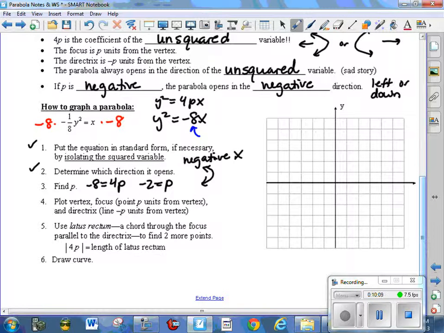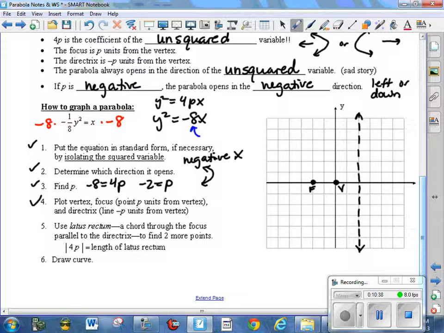So we're at 0, 0. So plot that point. We go -2 to the left to find the focus. So there's our focus. There's our vertex. And the directrix is in the opposite direction from the focus. And since we're opening to the left, the directrix is going to be going vertically here, because the vertex is always sort of behind the parabola. It never cuts through the parabola. So there's my directrix. Okay, I've got all that.